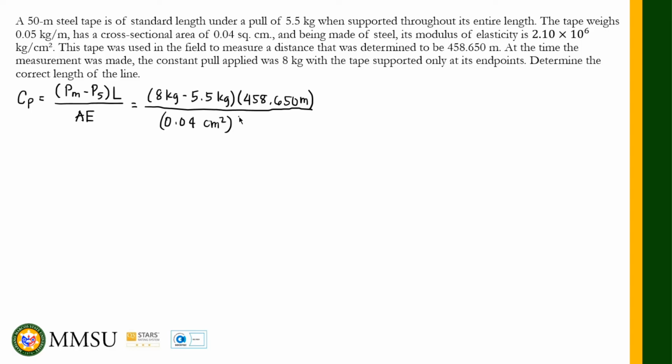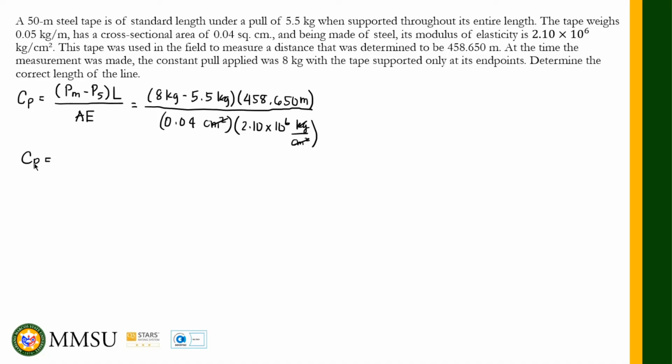Okay, and the modulus of elasticity is 2.10 times 10 raised to 6 kilogram per square centimeter. So the square centimeter cancels, and the kilogram cancels too. So the correction due to pull is in meters. Okay, so let's try to solve using the calculator.